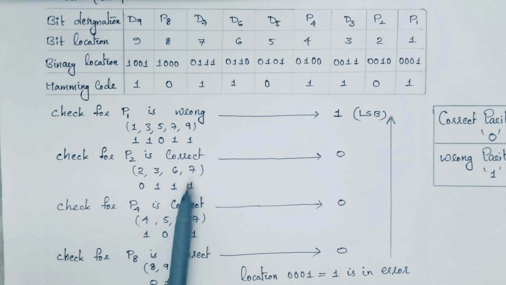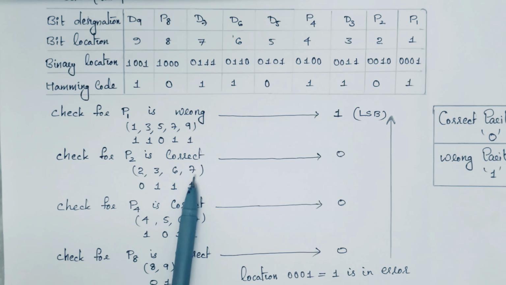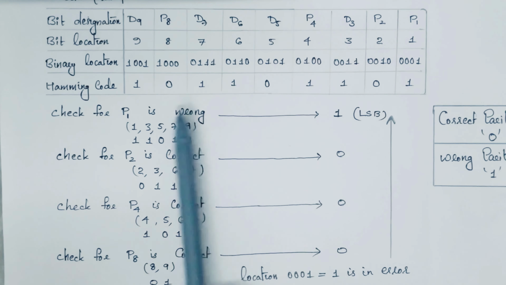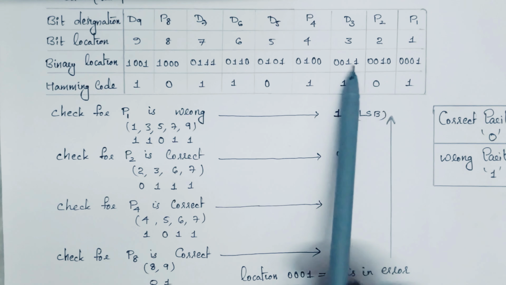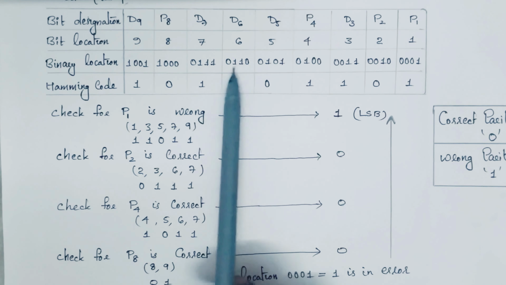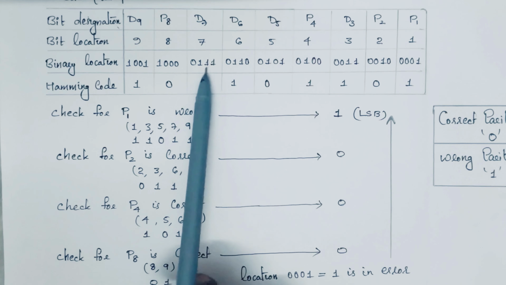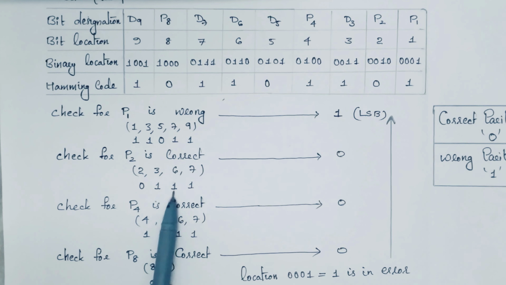In the seventh location, 1. So in 2, 3, 6, 7 locations, we got the binary word 0, 1, 1, 1. Now why is it 2, 3, 6, 7 locations? In 2, 3, 6, 7 locations, the second bit is 1. See, in 2, second bit is 1. In 3 also, second bit is 1. Then on 6, second bit is 1. Then on 7 also, the second bit is 1. So we are grouping 2, 3, 6, 7 locations. And from 2, 3, 6, 7 locations, we got the binary word 0, 1, 1, 1.